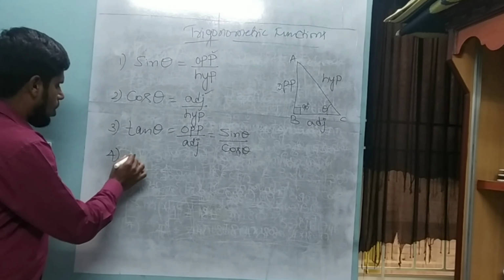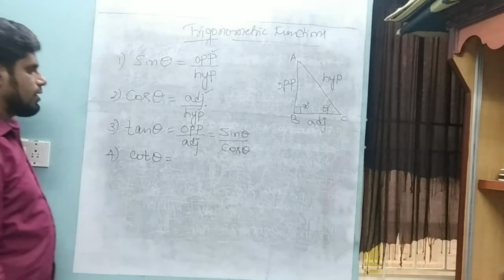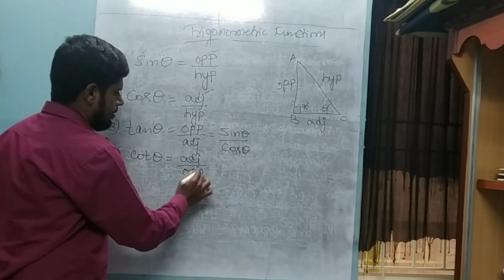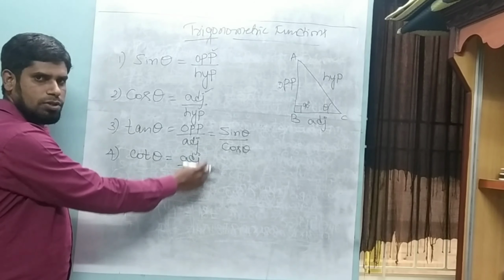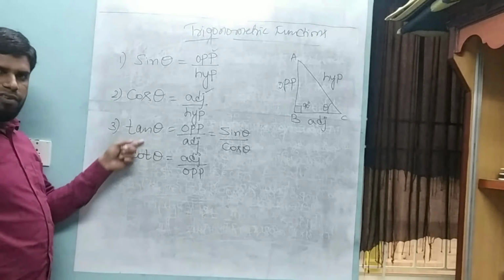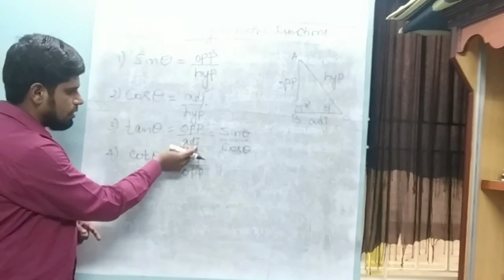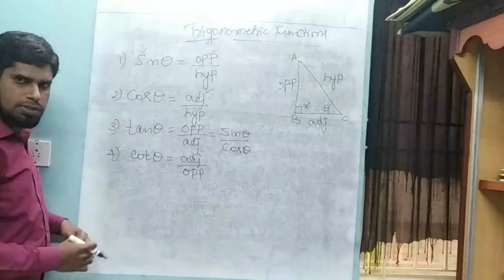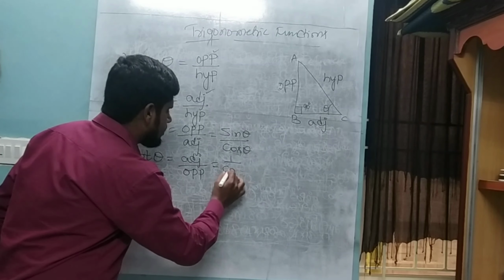Fourth is cot theta. Students, what is the definition of cot theta? It is base, that is adjacent side, divided by perpendicular, that is opposite side. Now if I compare the fourth definition and the third definition, both are reciprocal to each other. Here the numerator is adjacent, there the denominator is adjacent; here the denominator is opposite, there the numerator is opposite. So cot theta can be written as 1 by tan theta.